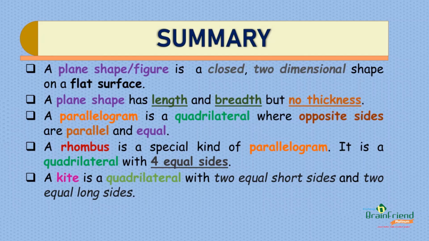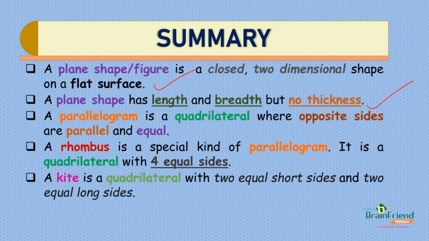In our environment, we can see kites and they look like this. Having looked at the properties of a kite, we've come to the end of this class. But before we go, let's take a look at a quick summary of all that we've learned so far. We learned that a plane shape or figure is a closed two-dimensional shape on a flat surface. We also learned that a plane shape has length and breadth but no thickness.